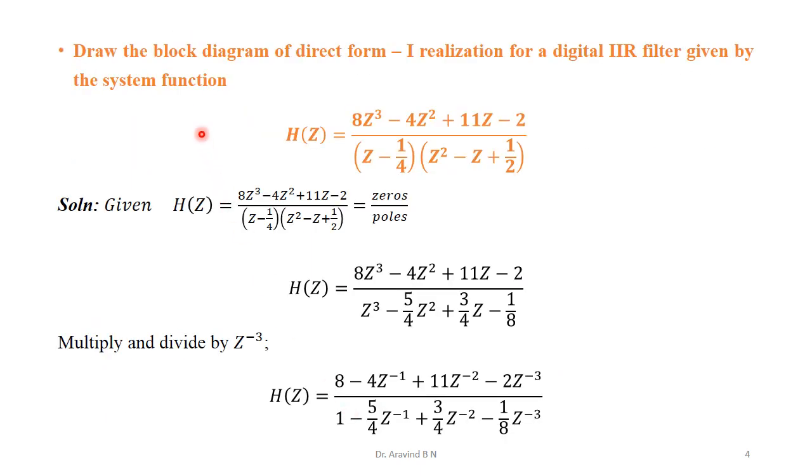Let us go through the problem. The problem statement: draw the block diagram of direct form 1 realization for a digital IIR filter given by the system function. So this is the system function. Okay, so let us go through the solution. So H of z is given.